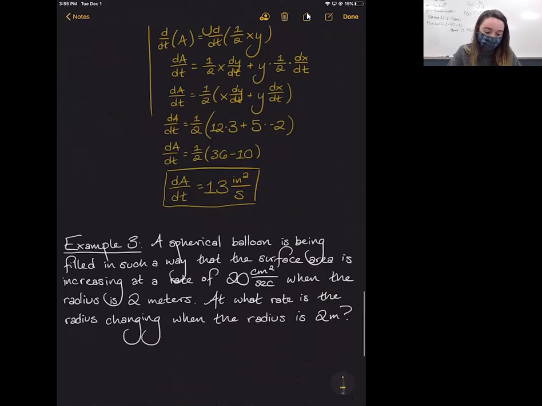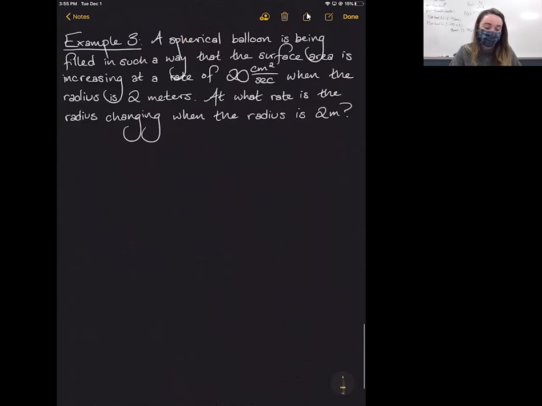Awesome. Let's take a look at one more problem altogether. Example number 3, a spherical balloon is being filled in such a way that the surface area is increasing at a rate of 20 centimeters per second when the radius is 2 meters. At what rate is the radius changing when the radius is 2 meters? Okay, as always, let's make our haves and needs chart. What do we have? What do we need?